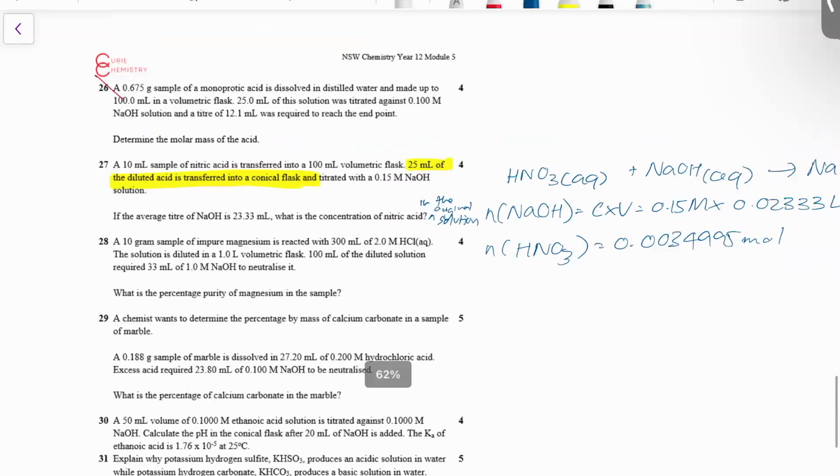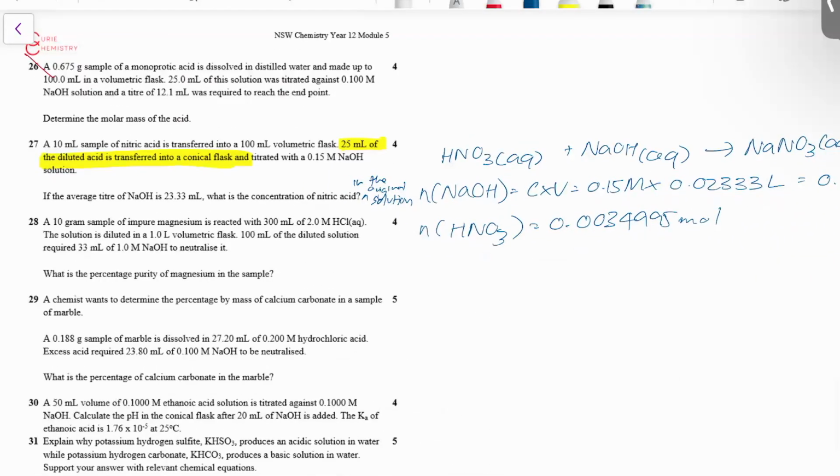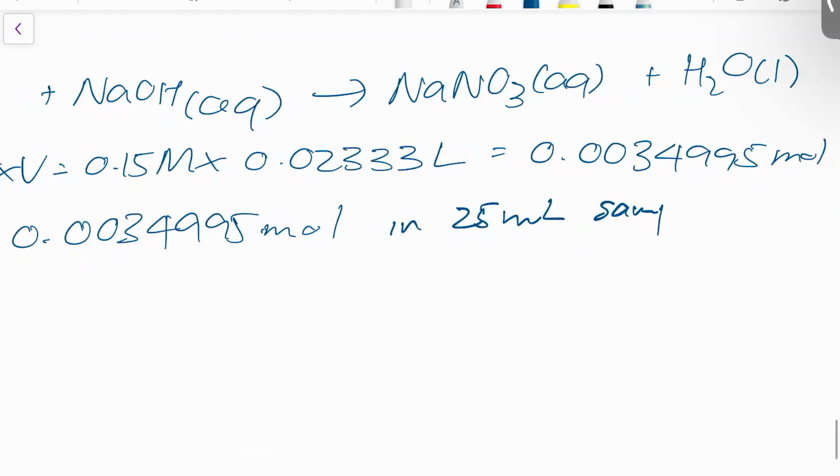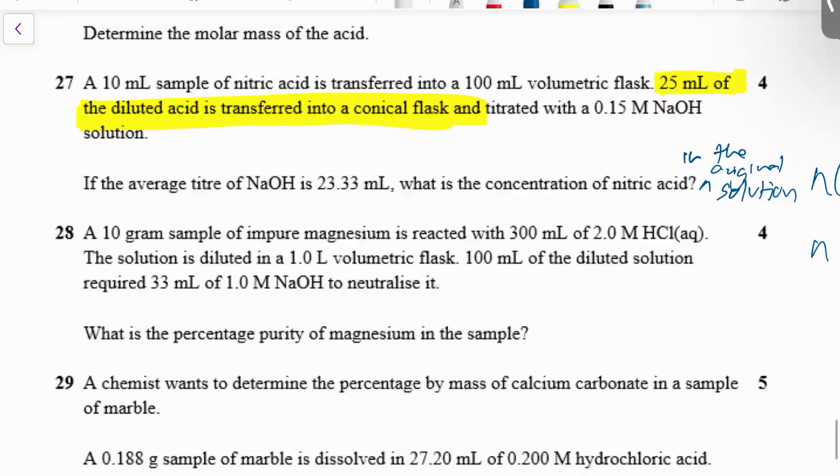So when I calculate the moles of HNO3, that's in the conical flask. That's where the reaction is happening. That's in a 25 mil sample. So I have to work my way backwards to get to the original sample. Can I jump from 25 back up to 10 now? Is that how it happened at the start? Did they go 10 to 25? Because if they went 10 to 25, when I work backwards, I can just go straight to the 10.